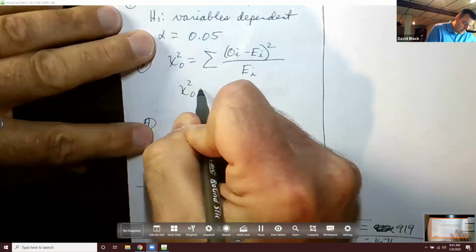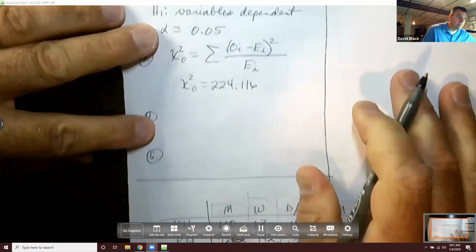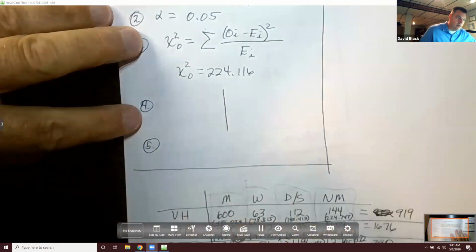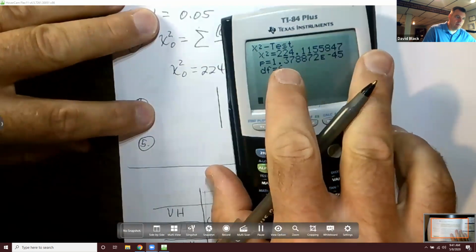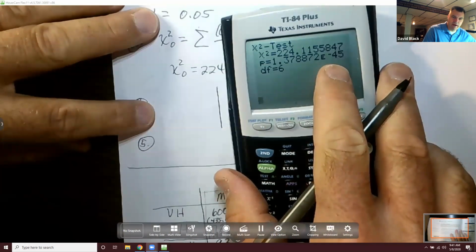Chi-squared naught is 224.116. If we were doing the p-value approach, look at p. P is 1.38 times 10 to the negative 45 power.